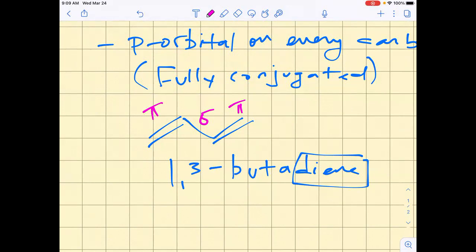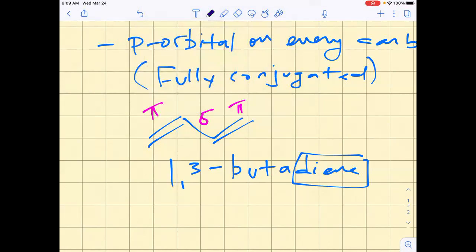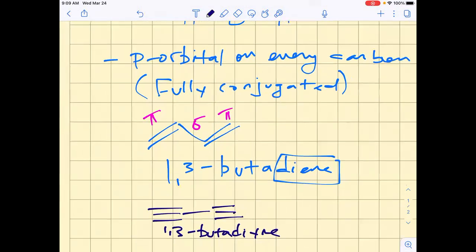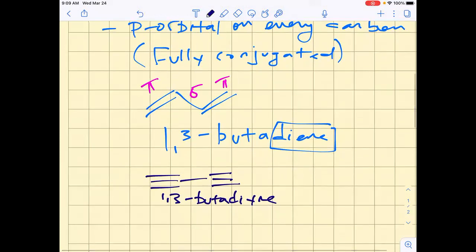It's like alternating double or pi and sigma bonds, because you can have a triple bond system that can be conjugated too. For example, you have a triple bond here, separated by a sigma bond like that, and a double bond. Both of these are examples of conjugated systems, and both will be considered fully conjugated because you've got p orbitals on every carbon.